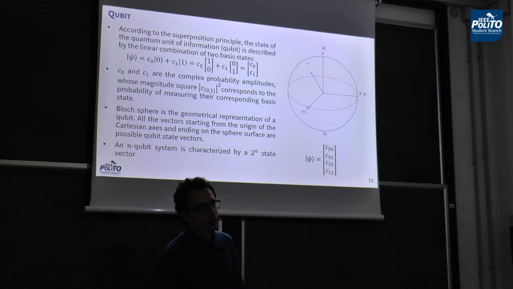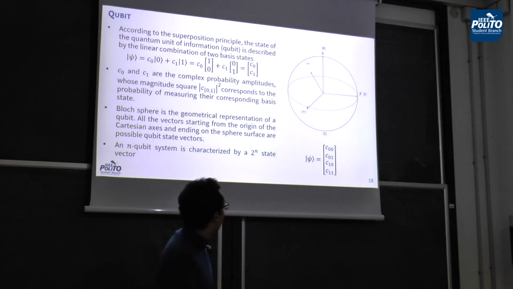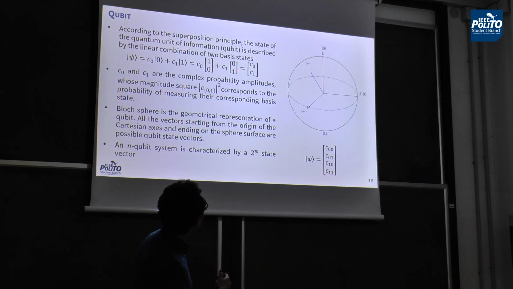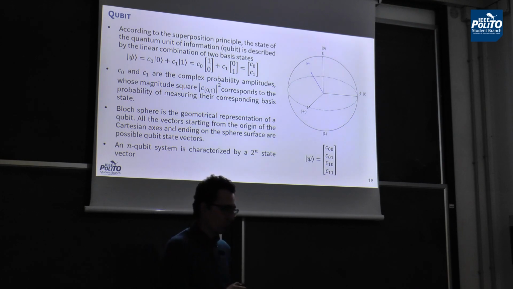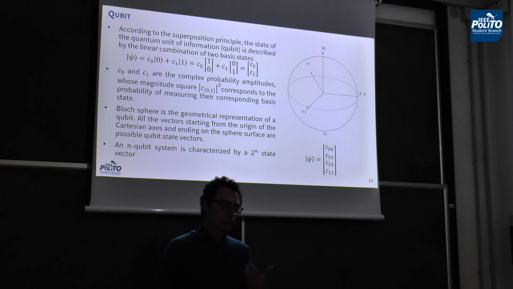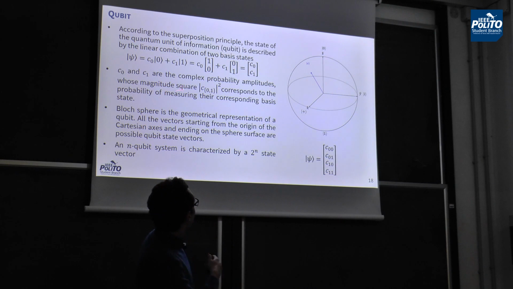Here you can see the typical description of the qubit, which is the unit of information of quantum computing. It is described by the superposition of two basis states encoding 0 and 1. Usually the qubit state is described by a complex vector with two numbers, C0 and C1, which are called probability amplitudes. These are two complex numbers whose magnitude squared corresponds to the probability of measuring the qubit in the corresponding basis state.